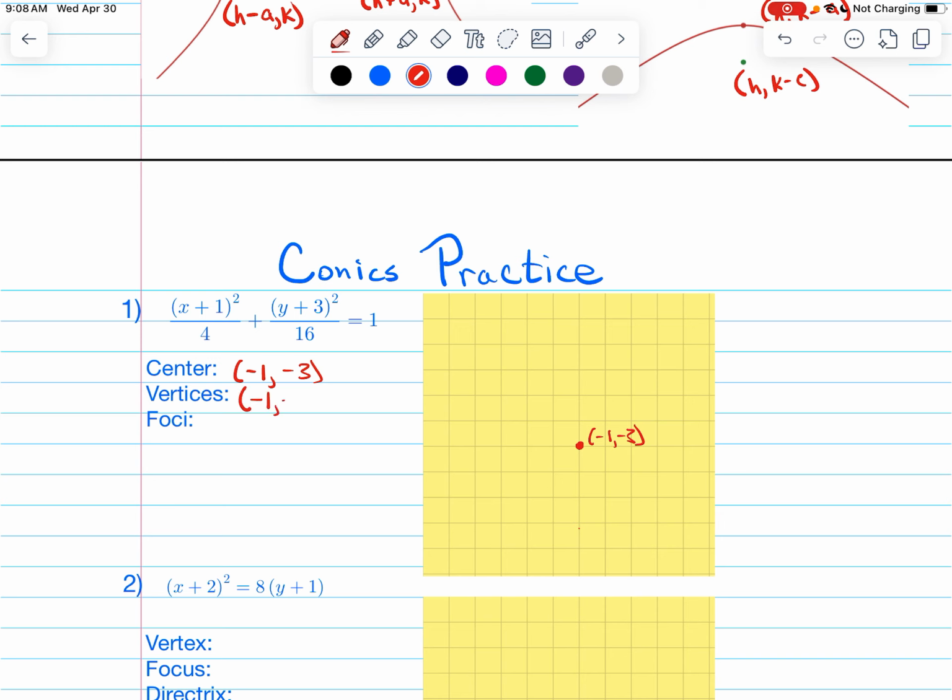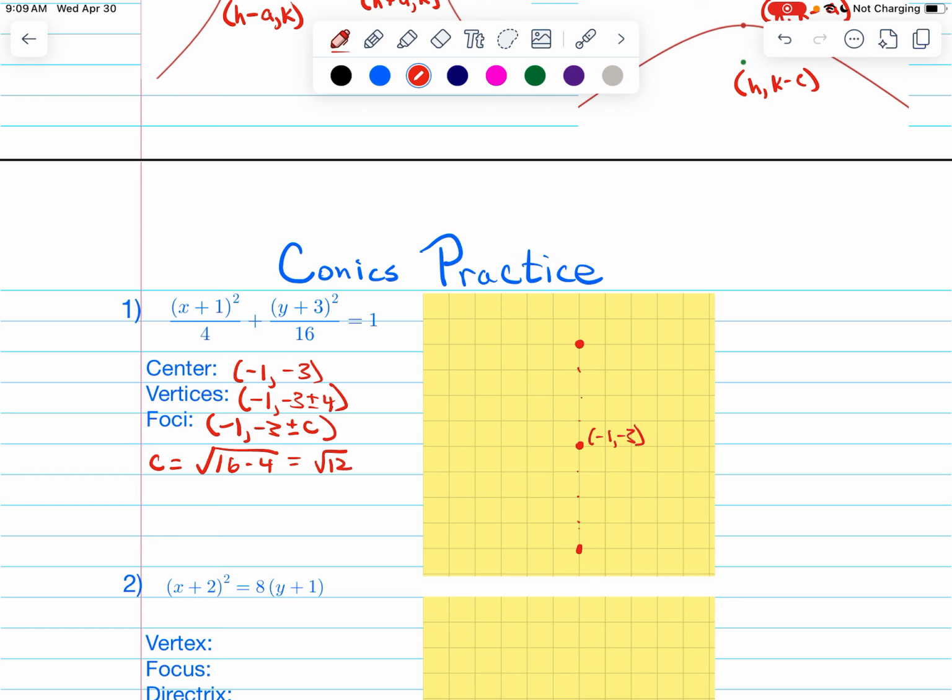So let me look at the vertices. I've got -1, -3, plus or minus 4. Okay, so I'm going up 4: 1, 2, 3, 4. Right there, there's a vertex. 1, 2, 3, 4, there's another vertex. Now, I want to get the foci. The foci is going to be -1, -3, plus or minus c. And c is equal to the square root of 16 minus 4. That's going to be the square root of 12.